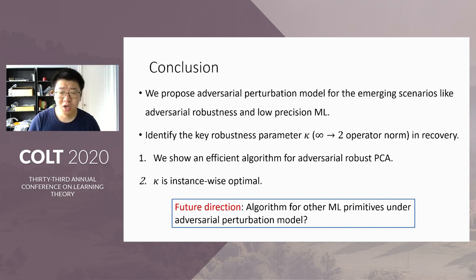A short summary: we propose an adversarial perturbation model for emergent scenarios like adversarial robustness and low precision machine learning. Our main contribution in this work is to identify the key robustness parameter, the infinity to two operator norm, in recovery. We show an efficient algorithm and we give a lower bound to demonstrate this is instance-wise optimal. Some future direction will be to design algorithms for all the machine learning primitives under this noise perturbation model. Thank you. That's all I wanted to say today.